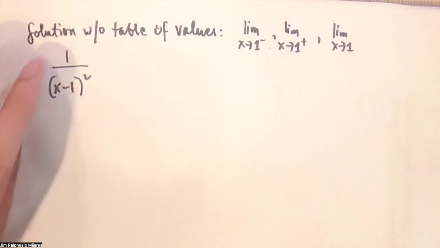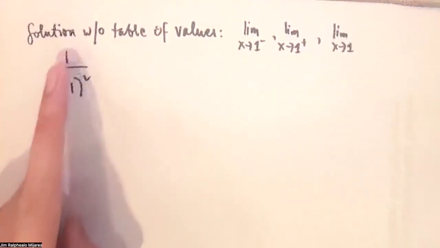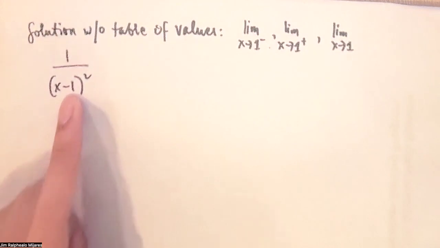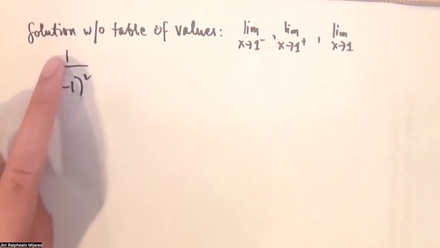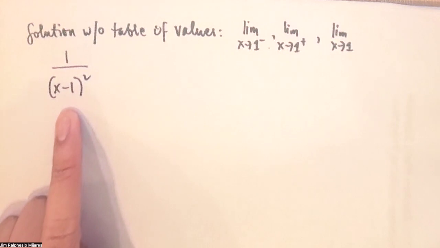So in here, you ask, what are the factors involved in the expression? In this case, you have 1 and x minus 1 quantity squared, right?